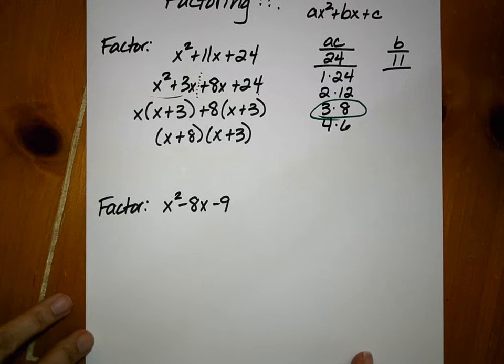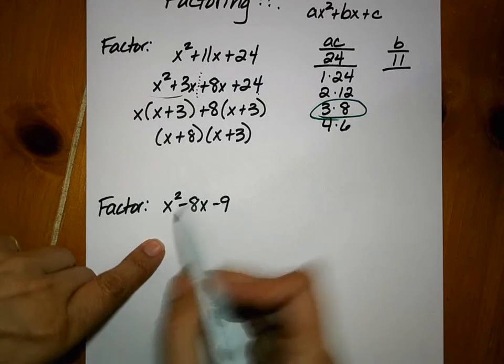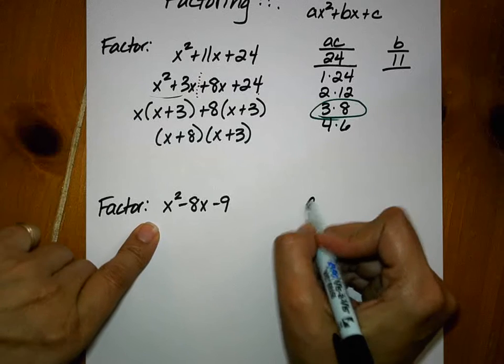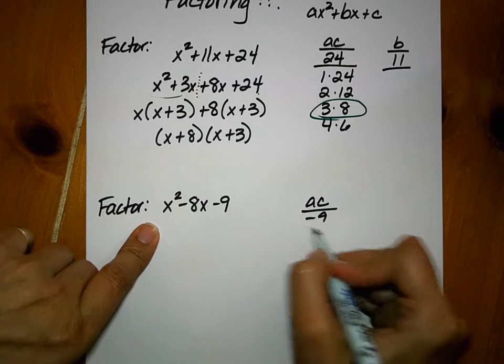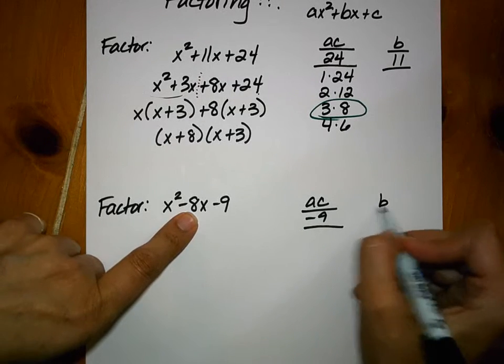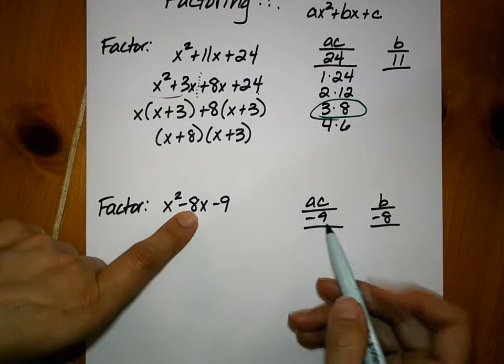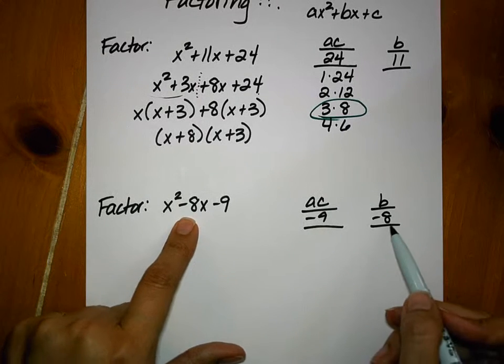I'm going to do the same thing I did before, where I take my a times my c, which is a 1 times a negative 9, and ac is actually negative 9. Okay? B is negative 8. I need the factors of negative 9 that are going to add up to negative 8.